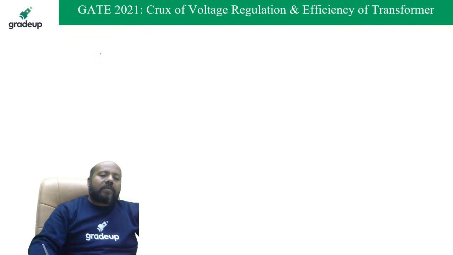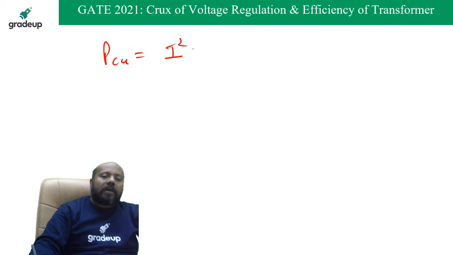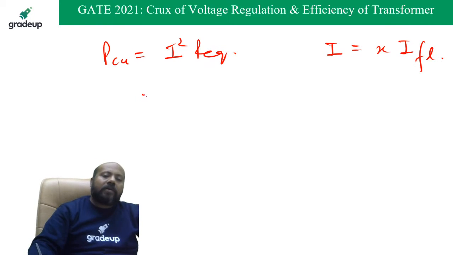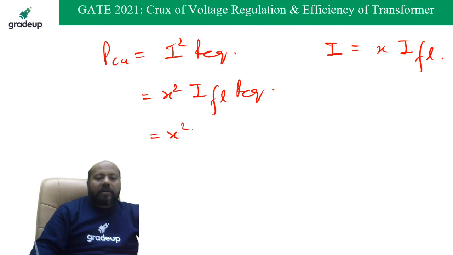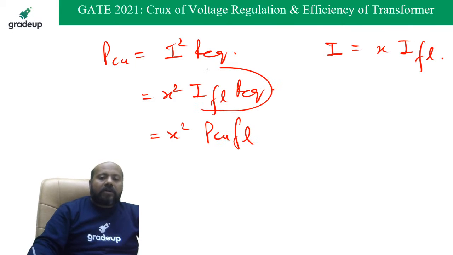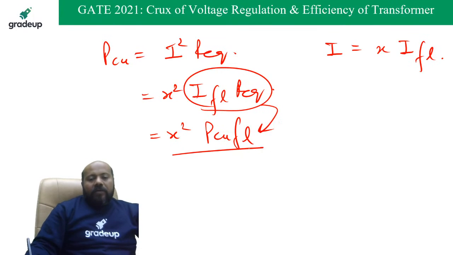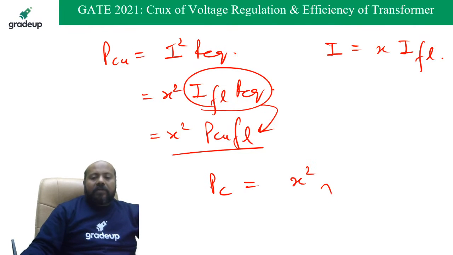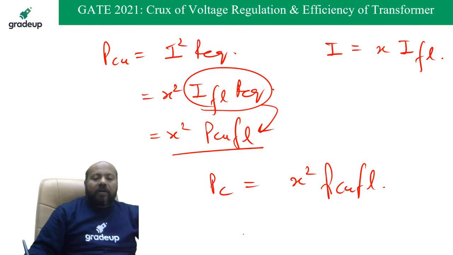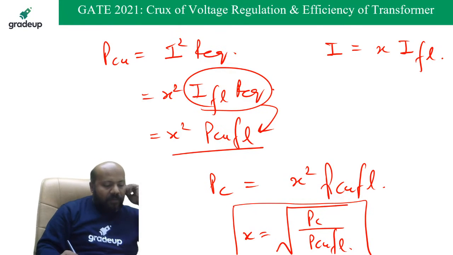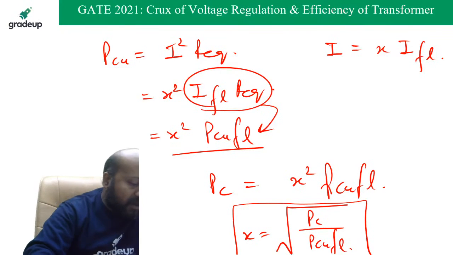Now what is PCU? PCU you are writing as I square R equivalent. What is I? Suppose it is X times the full load current. So you can write it as X square I full load square R equivalent. So can I write it as X square PCUFL? Because this is nothing but PCUFL, the full load copper loss. So you can write PC is going to be X square PCUFL, or you can find the loading condition at which the efficiency is going to be maximum by using this formula. Everybody just tell me, are you getting this idea clear in your mind?